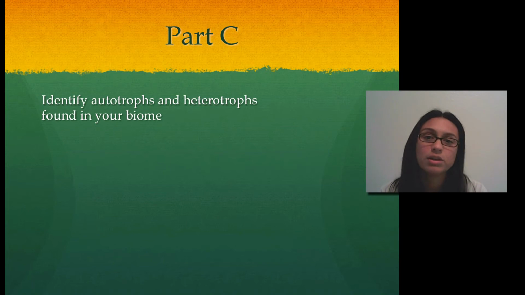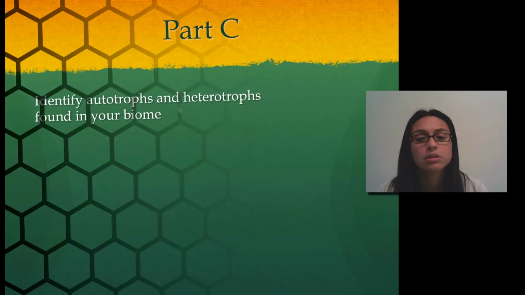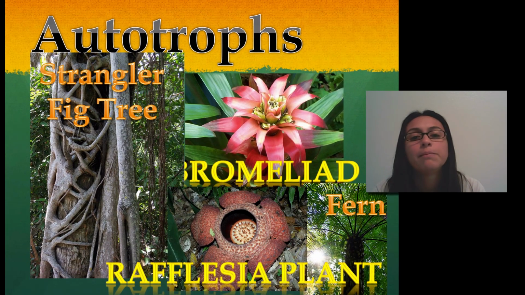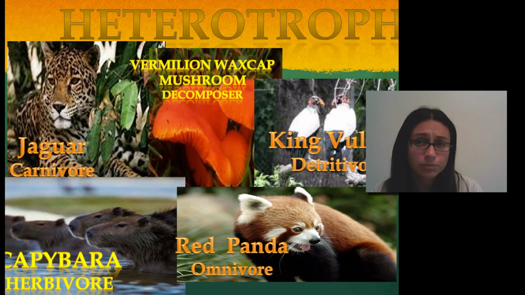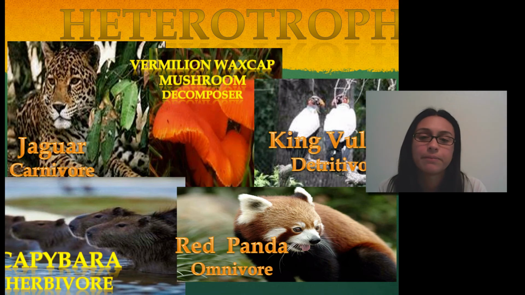All right. For part C, you're going to identify autotrophs and heterotrophs that are found in your biome. Again, these should be plants and animals found in your biome, not some other biome. Okay? And of course there's going to be overlappings, but you want to focus on your biome. So, for example, here are autotrophs that you might find in a rainforest, and you'd get the pictures and then name those autotrophs. For heterotrophs, you choose one of each of the 5 heterotrophs. So you should have a carnivore, a herbivore, omnivore, detritivore, decomposer. Okay? And you're going to name them, say what they are, and also identify what type of heterotroph they are, just like you see here on this slide.